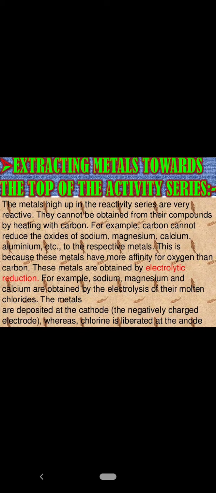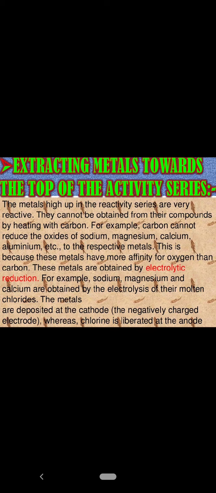Now the next process is for extracting metals towards the top of the activity series. For these we use the electrolytic process for the separation of the metals. This process is meant for elements like sodium, magnesium, calcium, etc. They can be obtained by the electrolysis of their molten chlorides. The metals are deposited at the cathode, the negatively charged electrode, while non-metals are deposited at the anode, the positively charged electrode.